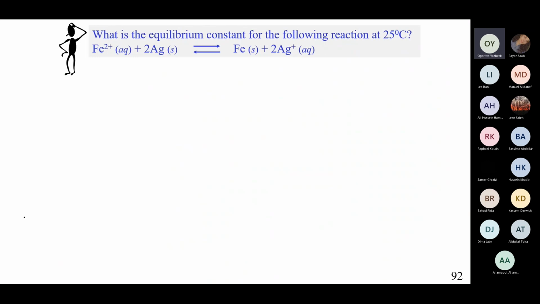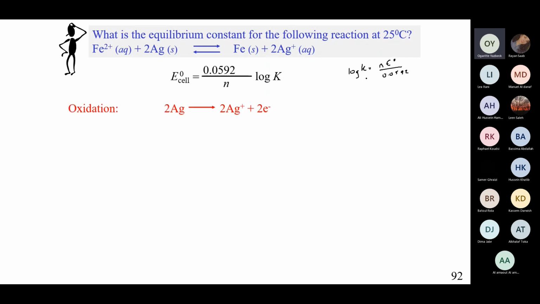Why? Because usually I need the K, so I memorized it as log K equals N E naught divided by 0.0592. Why? Because I have the N, I have the E naught, I divide by 0.0592, and I get the antilog easily. Whatever this number is, it's the antilog, 10 to the power of this, and that gives me the K automatically. So E naught is 0.0592 over N times log K.